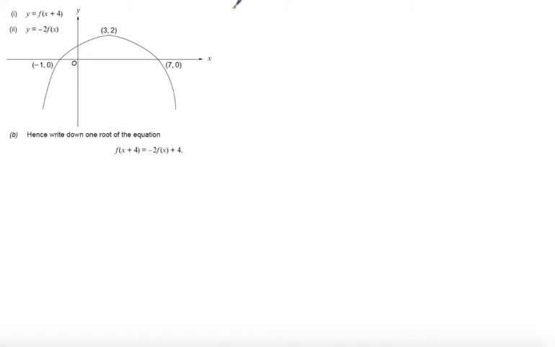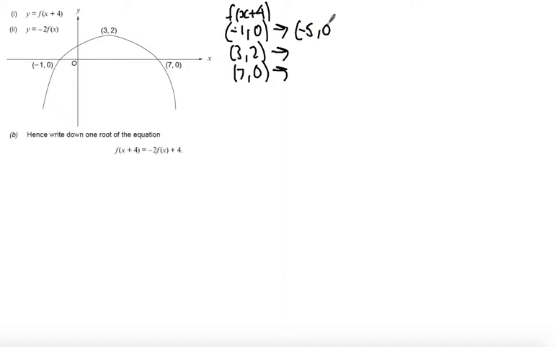Algebraically, if I've got f of x plus 4, I can write this as: -1, 0, 3, 2, and 7, 0 will go to the points, subtracting 4 from the x value, -5, 0, -1, 2, and 3, 0.